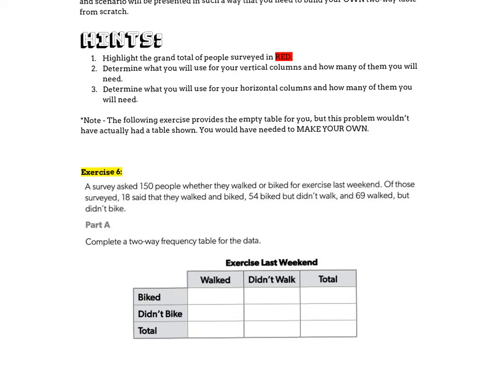All right, for our last bit of this video, you're actually going to do this one on your own. So I'm going to read over the directions, and then the idea would be that you would pause the video, do the table yourself, and then resume the video to check your work. So I did put a couple hints here.